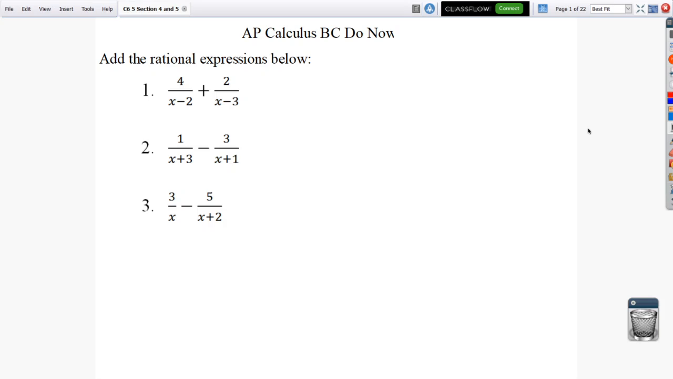So here would be your do now if this was in-person learning. So maybe pause, get this as a warm-up, and then unpause and come back here. Be aware that when you are adding rational expressions, you have to get common denominators. So like on number 1, you would multiply by x minus 3 over x minus 3. And on the second fraction, we multiply by x minus 2 over x minus 2. Just looking for how this comes together.